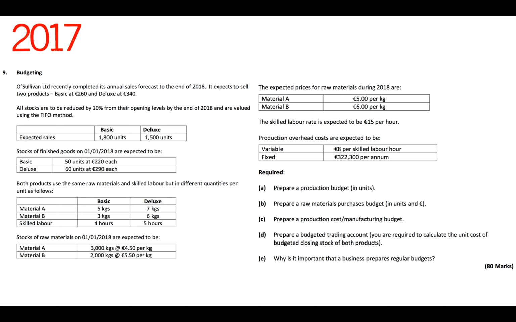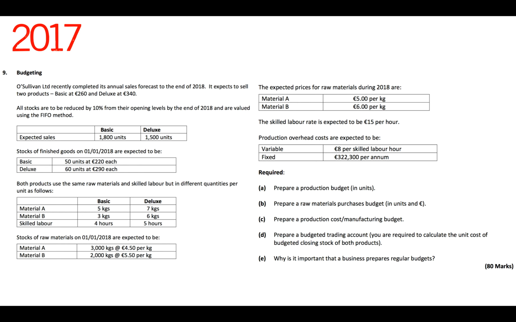So material A for Basic needs 5 kgs and Deluxe needs 7 kgs of material A. Basic needs 3 kgs of material B and Deluxe needs 6 kgs of material B. Basic needs 4 hours of skilled labour to be made and Deluxe needs 5 hours of skilled labour to be made. Stocks of raw materials on the 1st of the 1st, 2018 are expected to be material A, 3,000 kgs at €4.50 per kg and material B, 2,000 kgs at €5.50 per kg.